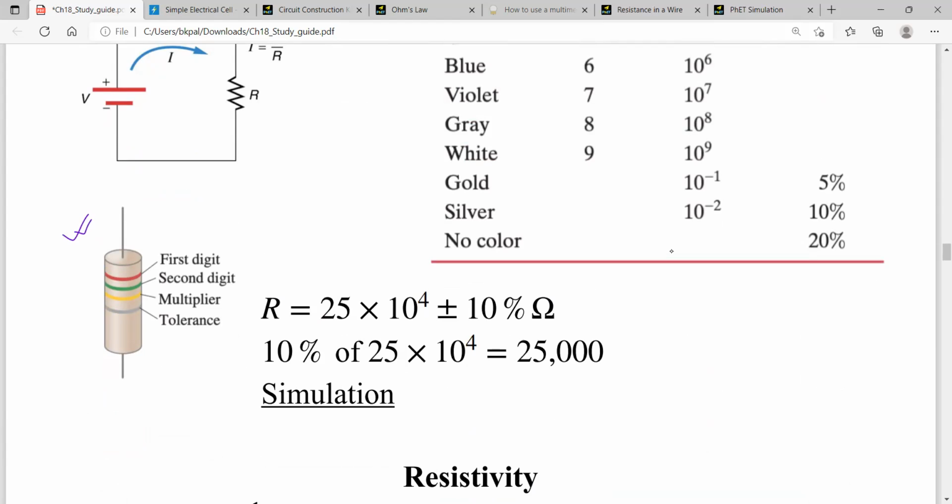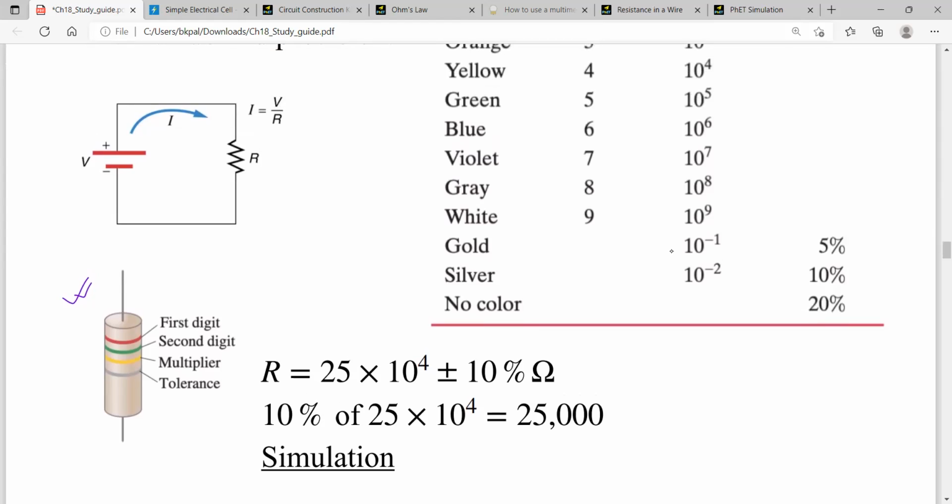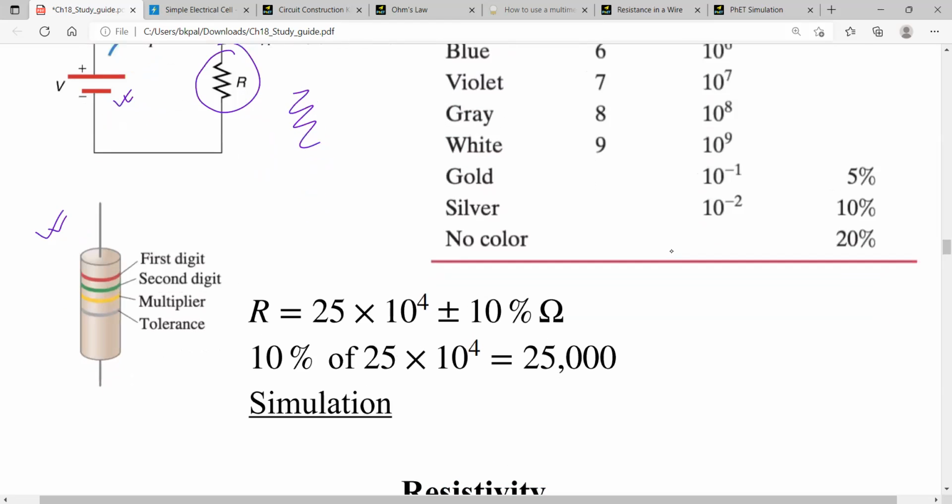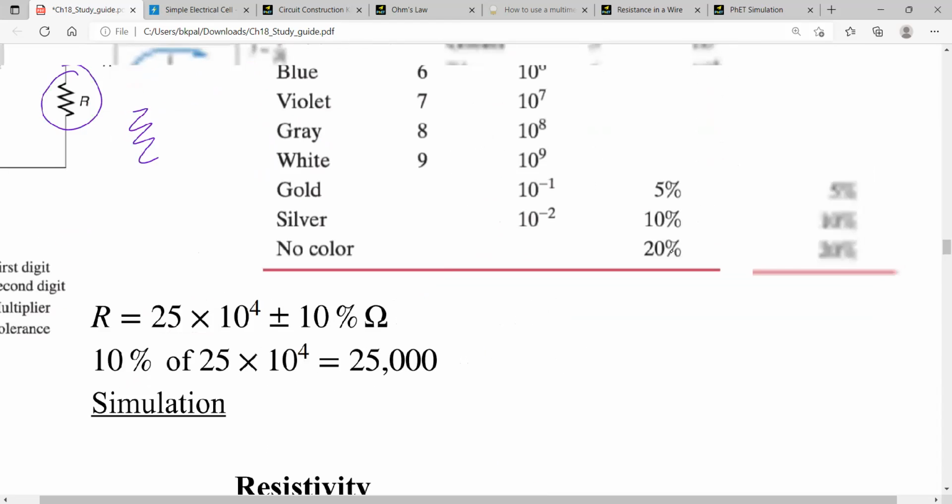We use color coding to know the value of the resistance in a resistor. Let me talk about the color coding, but before then, let me tell you that in a schematic diagram, we use a zigzag line, something like this, to represent a resistor. So when you see a zigzag line in a circuit, that means it is a resistor. And here you see this is the battery, two unequal parallel lines.